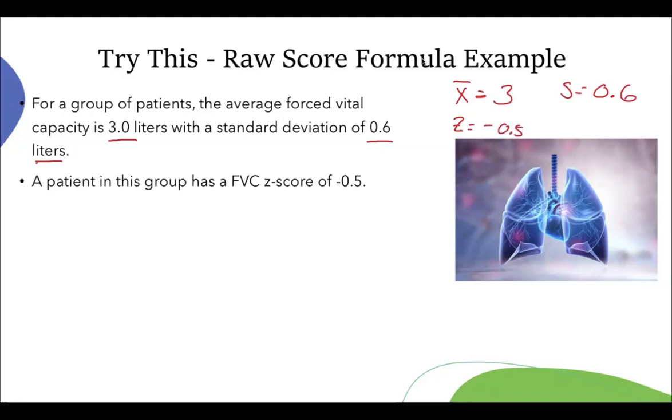Now we know with a negative z-score that this person's forced vital capacity must be less than the mean of 3. But let's find out exactly what it is. It's going to be less than 3, but let's see exactly what it is. So after we calculate it, we're going to interpret the meaning of the patient's forced vital capacity.